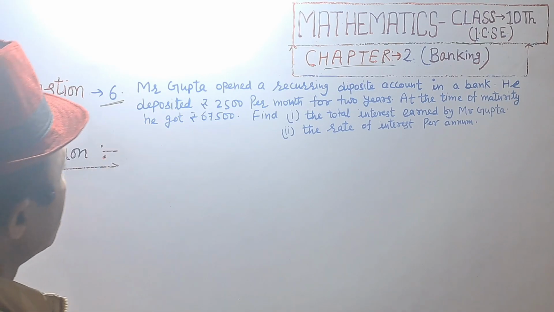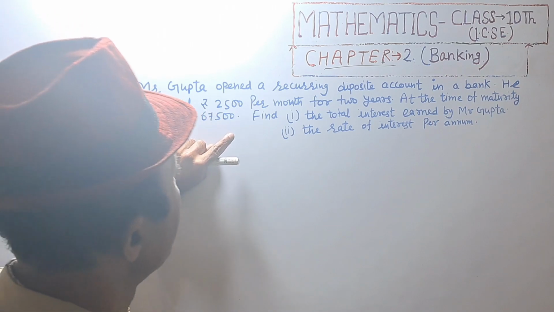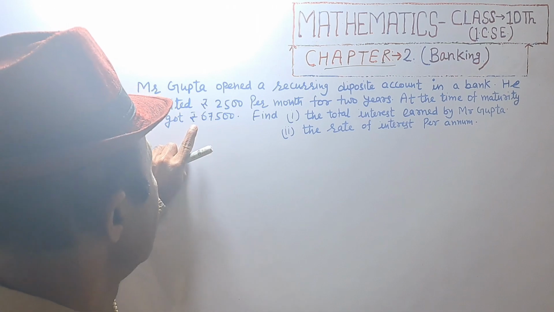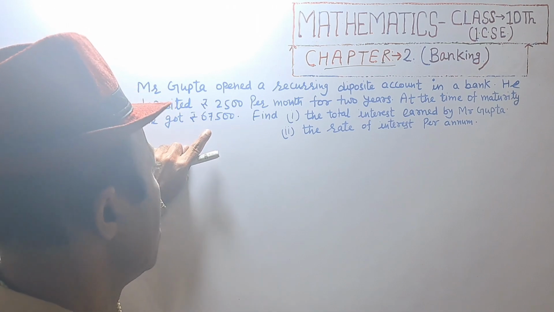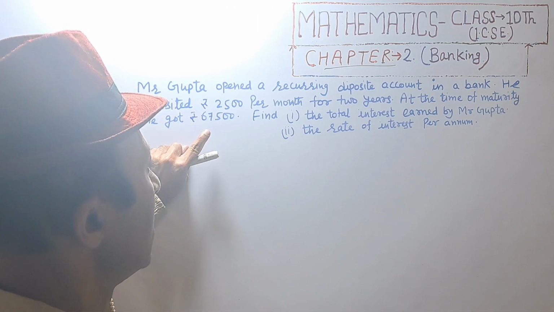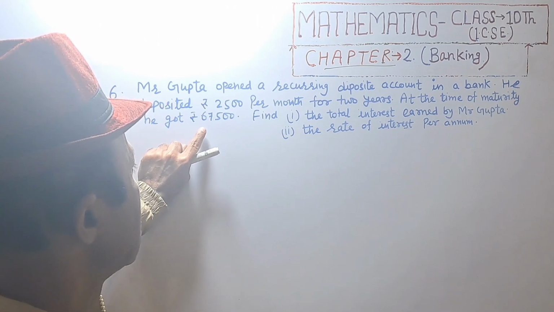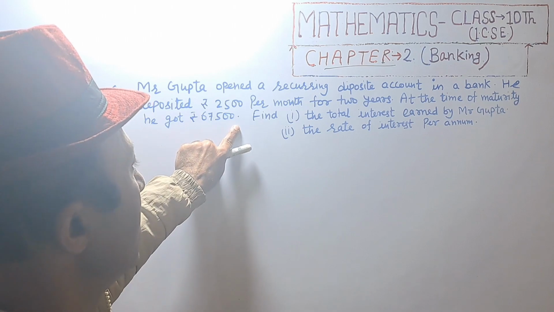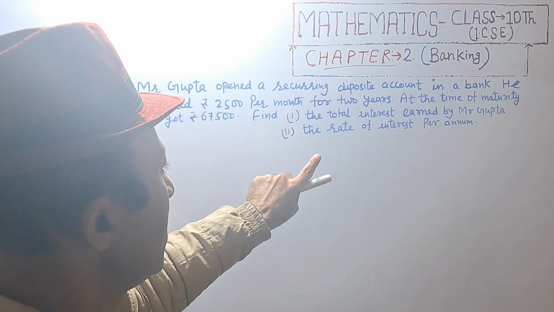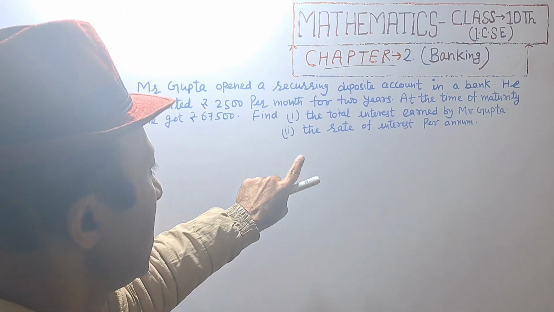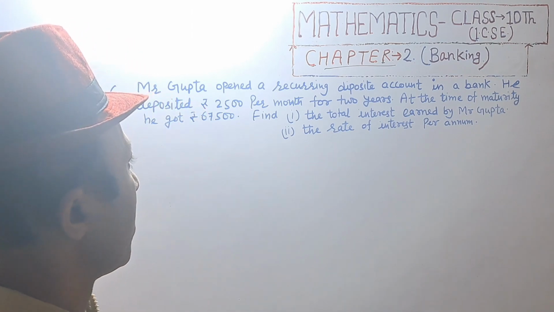Question number 6. Mr. Gupta opened a recurring deposit account in a bank. He deposited rupees 2500 per month for 2 years. At the time of maturity, he got rupees 67,500. Find the total interest earned by Mr. Gupta, the rate of interest per annum.